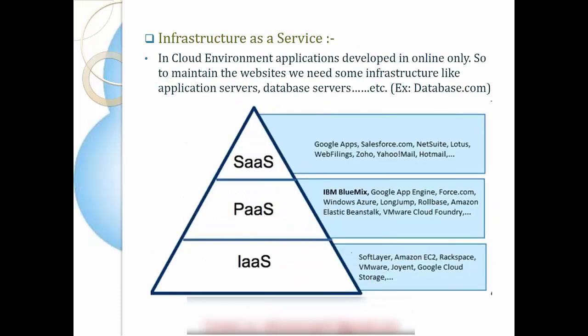And the last one is infrastructure as a service. Infrastructure means database servers, network servers, and so on. In traditional software business, we have to maintain all these things in our organization. But in this cloud environment, this is also a fully online service. So once we save any data in our Salesforce application, the data will be saved in Salesforce's online database servers. So we don't need to maintain any servers in our organization. They maintain our data.